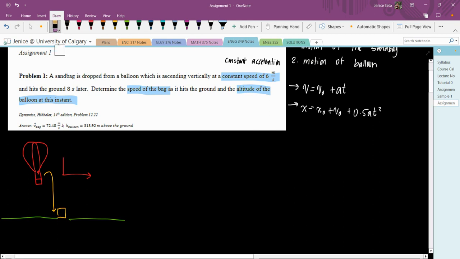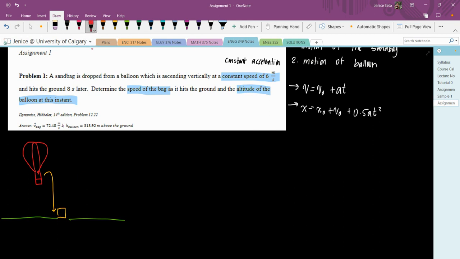Actually, we're only dealing with up and down motion, so let's just state that upwards is positive and downwards is negative. Since we are ascending at 6 meters per second, that means it is positive. This is our constant speed, and this is going to be our v final for our balloon. And our v naught, we are assuming that our balloon is starting at 0 meters per second from the ground when it is motionless.